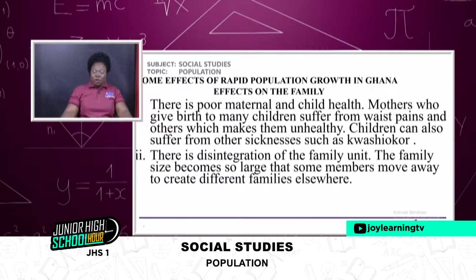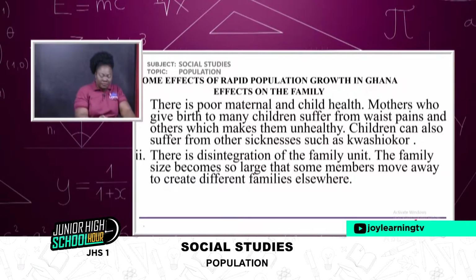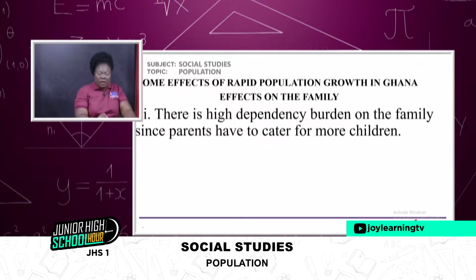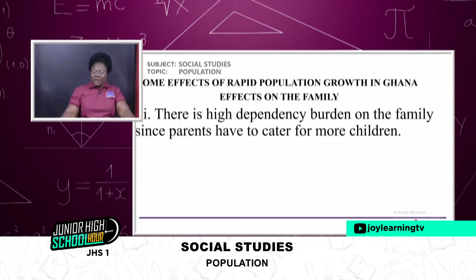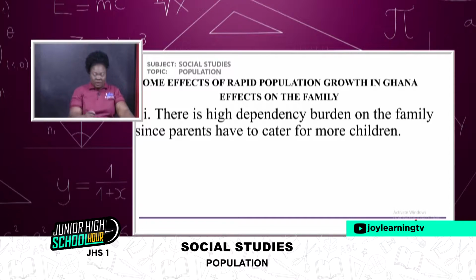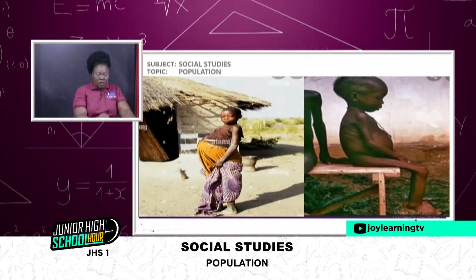Effects. There is poor maternal and child health. Mothers who give birth to many children suffer from waist pains and other diseases. Children can also suffer from sicknesses such as kwashiorkor. There is also disintegration of family units. The family size becomes so large that some members move away to create different families elsewhere. There is also a high dependency burden on the family since parents have to cater for more children. You know that if there are more children at home, then more problems.